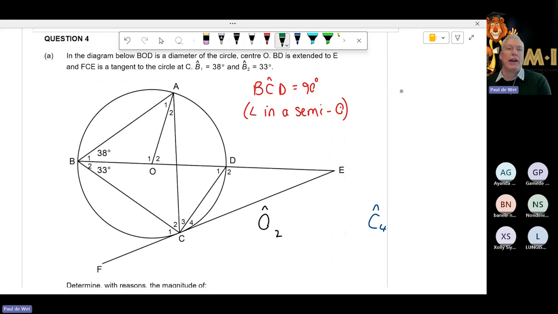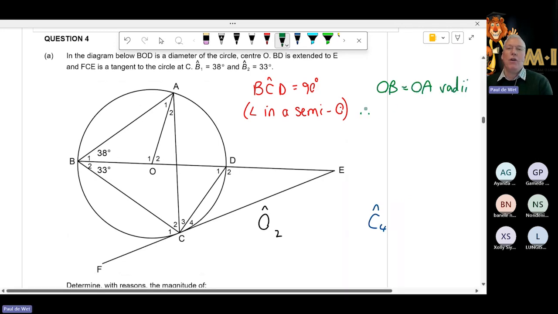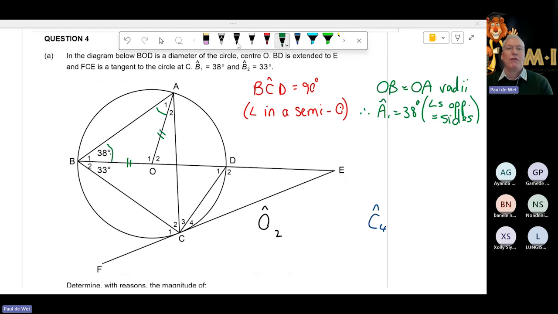Maybe what we could say is OB equals OA, radii. Therefore A1 is 38 degrees, and the reason is angles opposite equal sides. What we've said is that this side is equal to this side, and these angles, A1 and the 38 degree angle, are opposite equal sides. Well done. I'm looking for an answer for O2.